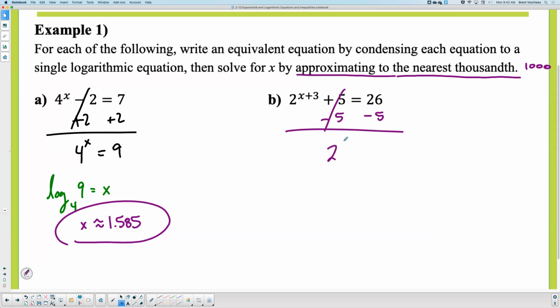And so 2 to the power of x plus 3 equals 21. Okay, now this is exponential. We've isolated the exponential expression. So how do I solve from here? Convert it to a log. Please apply the inverse. So it's log. What's our base? 2. And are we still raising it to the x plus 3? Now we're raising it to the 21 equals x plus 3. Very good.